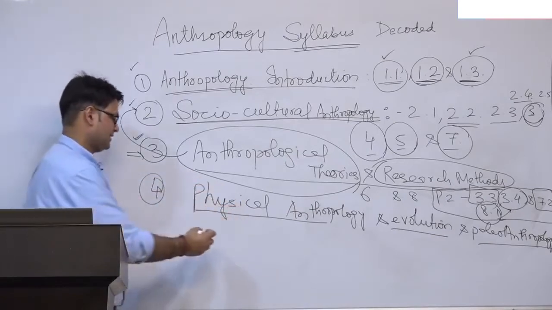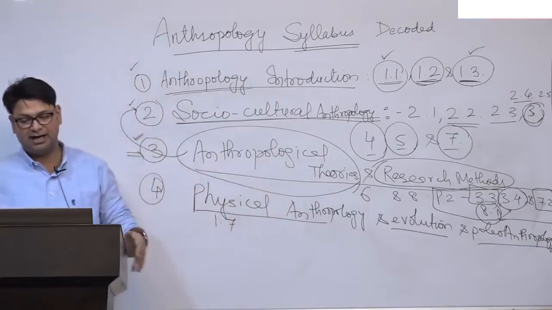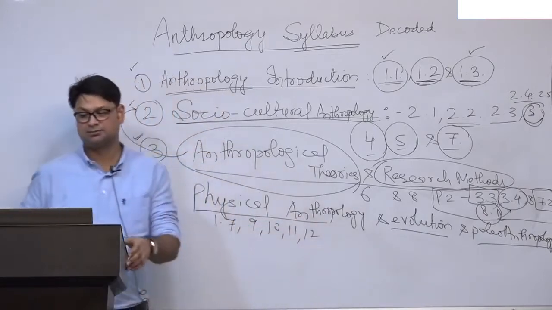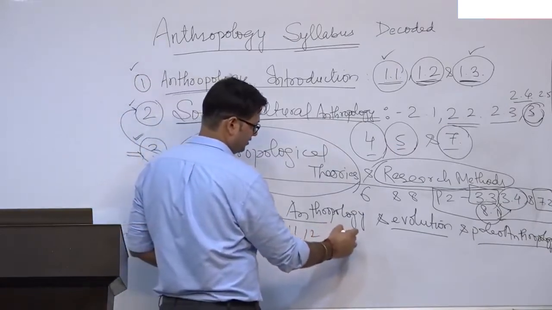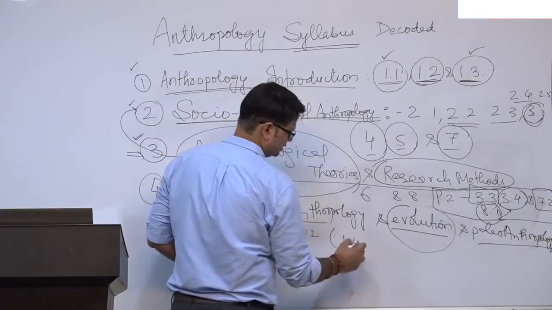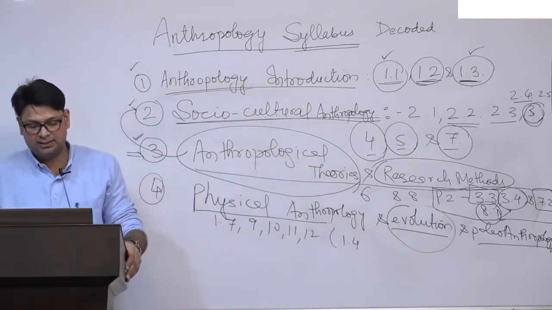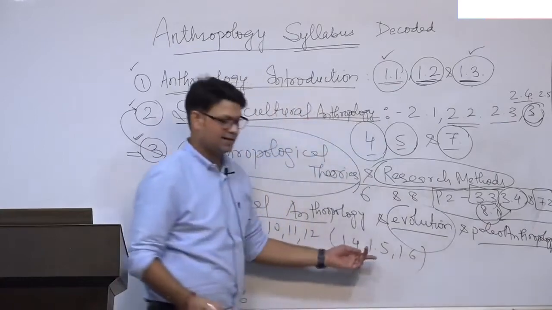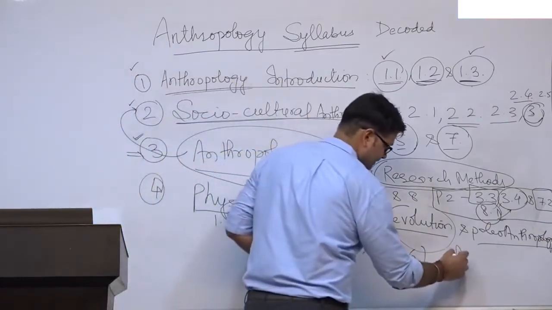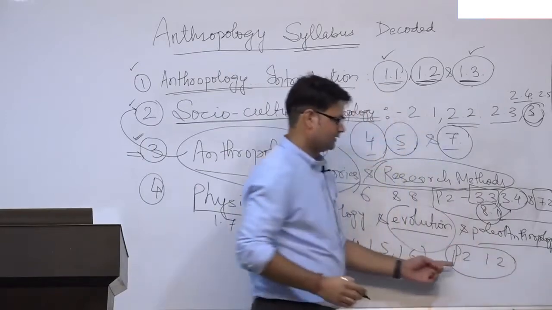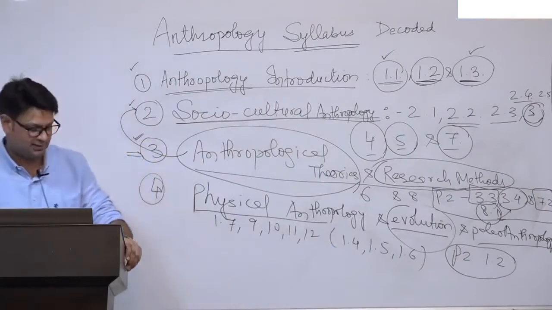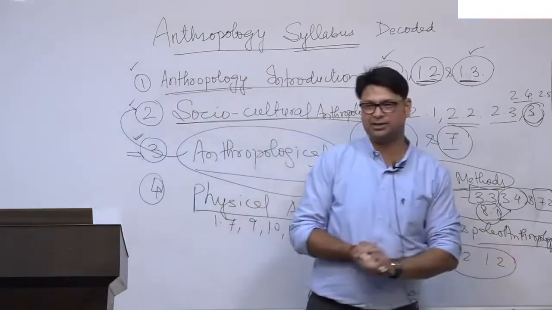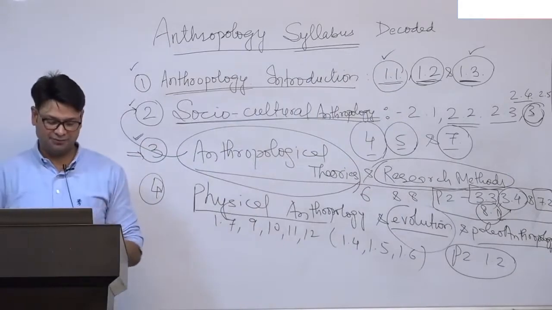So in this we have 1.7 of paper 1, then we have unit 9, 10, 11, 12, then we have 1.4 in evolution and paleoanthropology of paper 1 only, and we have 1.5, 1.6 and some portion of paper 2, that is 1.2, in which you will find Narmada man, Ramapithecus, Sivapithecus. So this is one broader section of your physical anthropology, evolution and paleoanthropology. Let me tell you in brief what it contains.